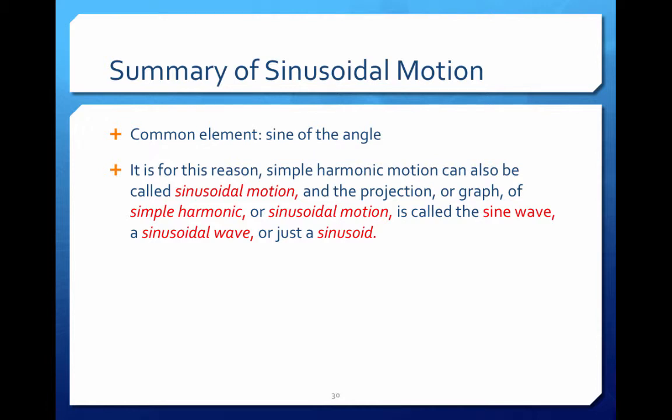It is for this reason that simple harmonic motion can also be graphed as sinusoidal motion, and the projection or the graph of simple harmonic motion is also called a sine wave, a sinusoidal wave, or just a sinusoid. So there are a number of names for the same thing.